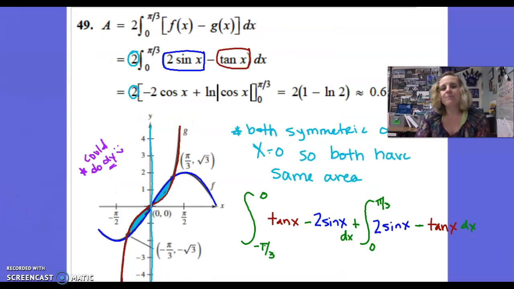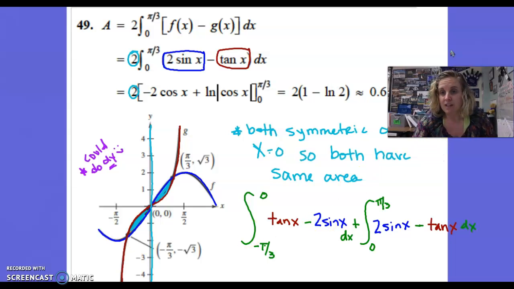Number 49. Looking at this one, the book did something a little bit wonky. We have, again, if you can look at this, two symmetric trigonometry functions, as long as you're going from those origin points, very symmetric. So 2 sine of x I have in dark blue, minus tangent of x in the red. These are both symmetric around the origin.